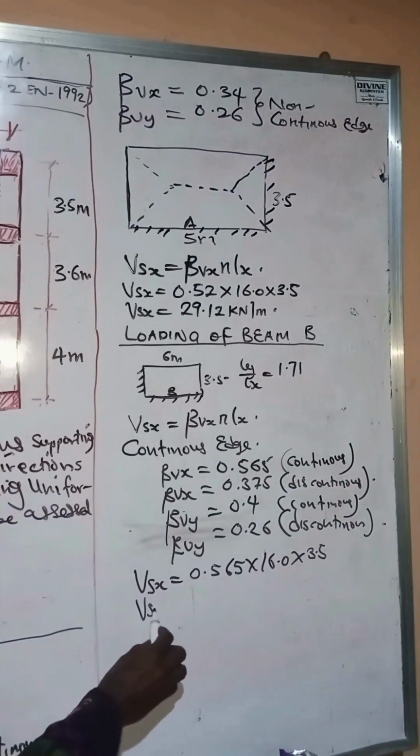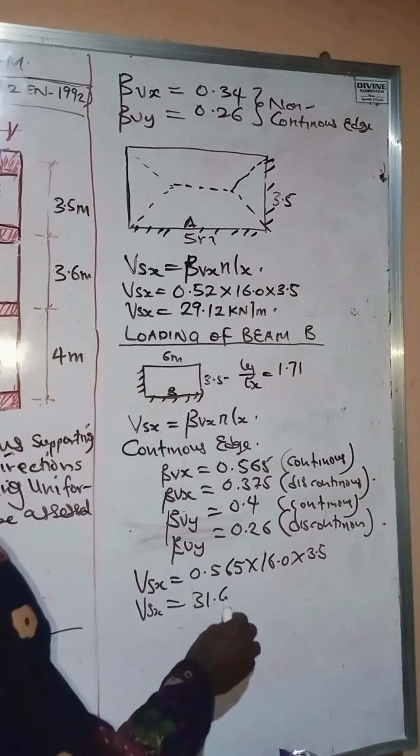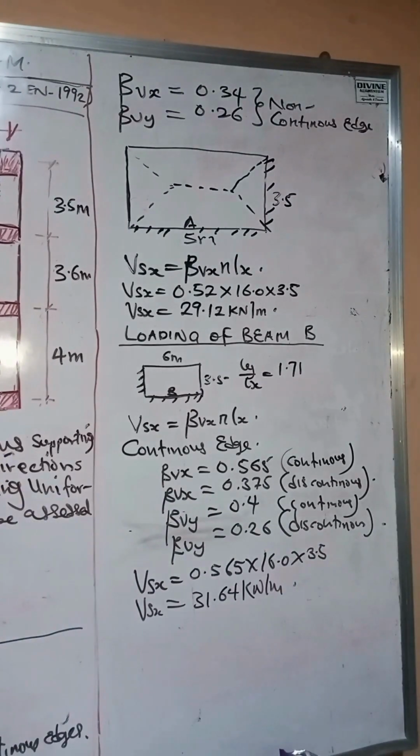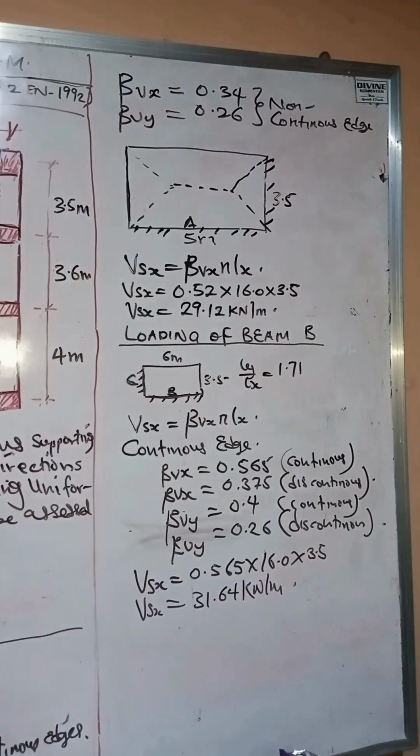So if we do that, Vx, we're going to have 0.565 times 16 times 3.5, which is 31.64 kilonewton per meter. So that is the load on beam B. All right. So if, for instance, you intend to calculate the load on this particular beam, you will now make use of Vy. That is the load on the short span. For example, let's say we call this beam C. All right. Let's just calculate the load on that beam C.